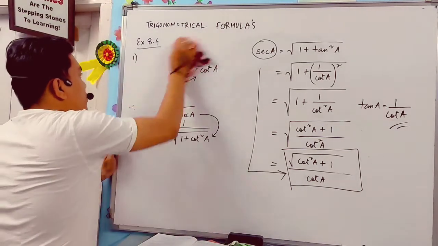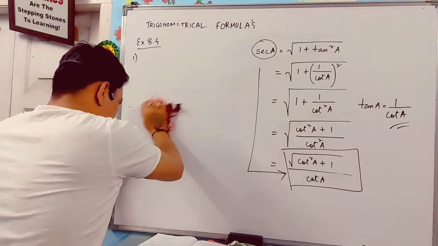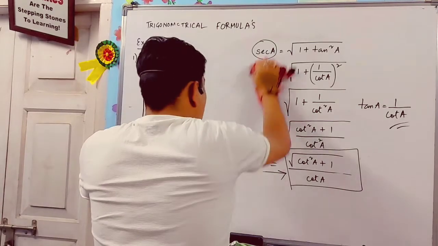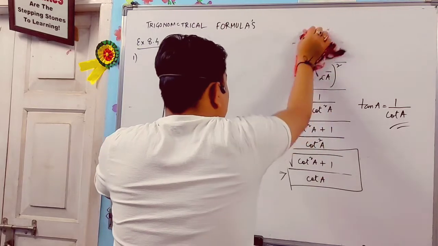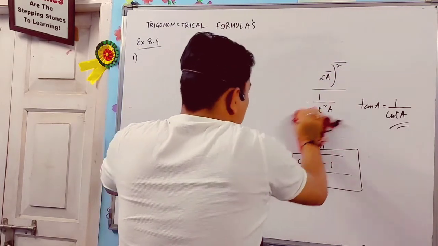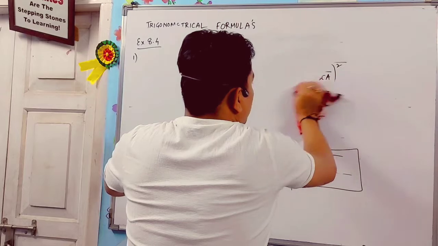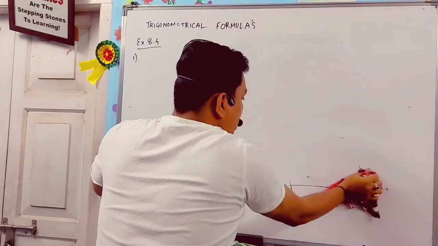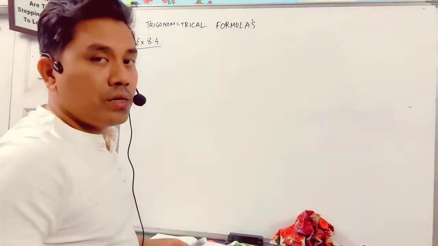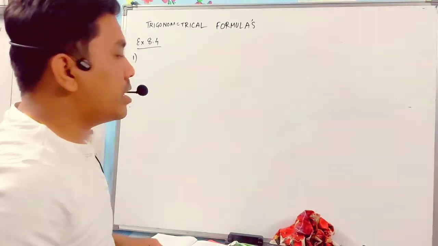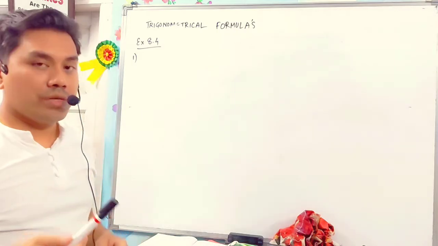Question number 2. See what is given. We have to write all the other trigonometrical ratios of angle A in terms of sec A. So how many trigonometrical ratios are there? There are 6 trigonometrical ratios: sine, cos, tan, cot, sec and cosec.